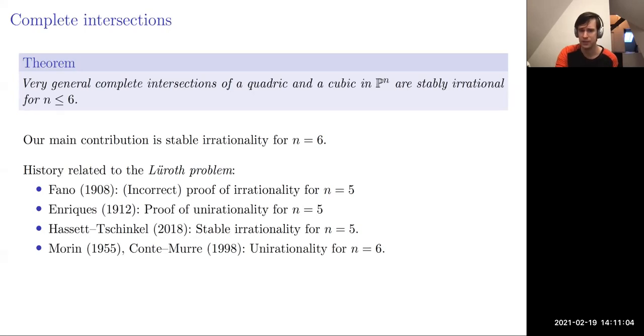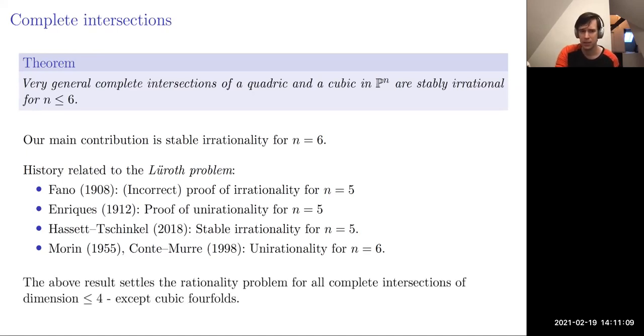And it was known that also in higher dimensions these complete intersections are unirational. So we settled the fourfold case, which is somewhat harder than the threefold case, and we also give a new proof for the dimension 3 case. One way to think about this result is that it settles the rationality problem for all complete intersections in dimension at most 4, except for the missing case of cubic fourfolds. So this was the last piece, or second to last piece, in the classification.